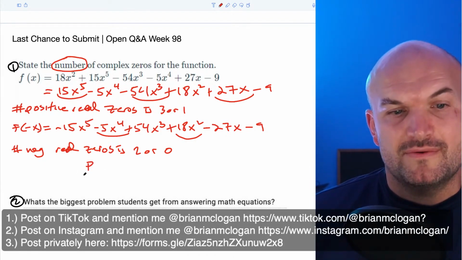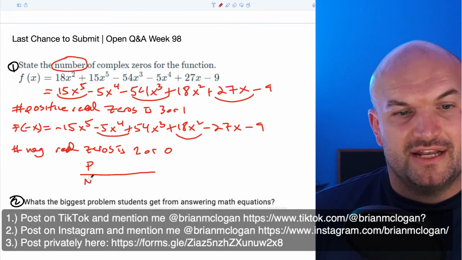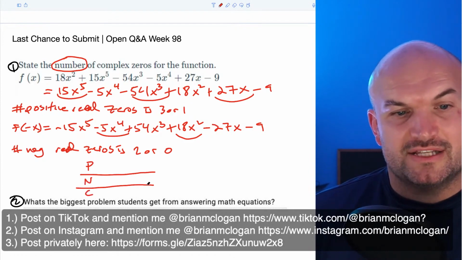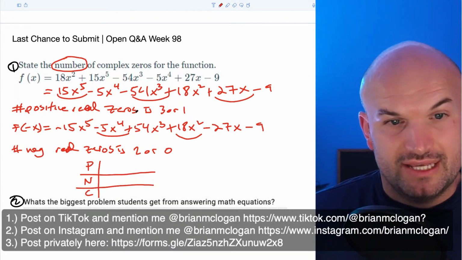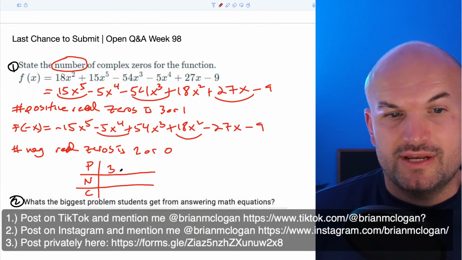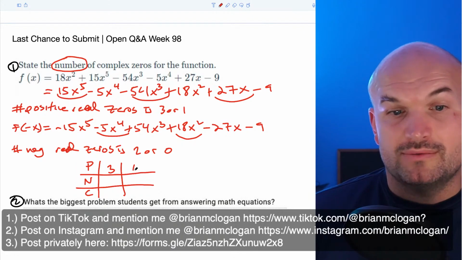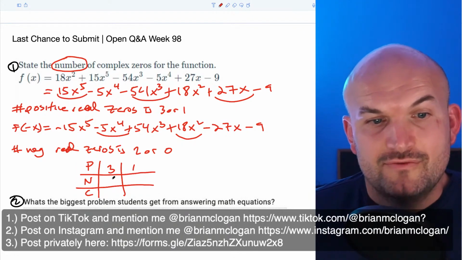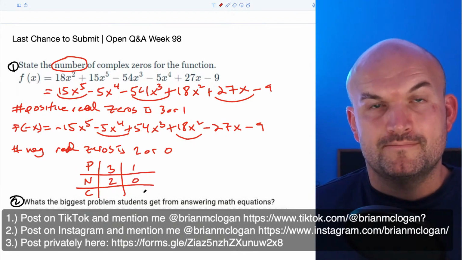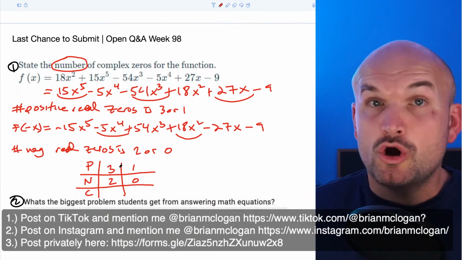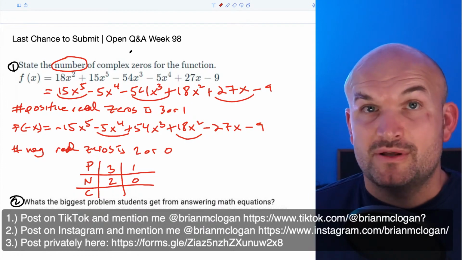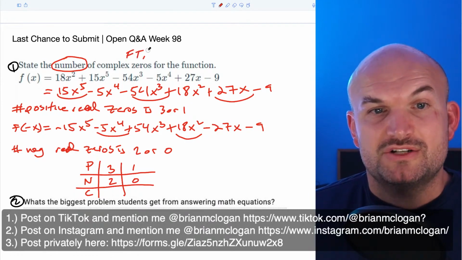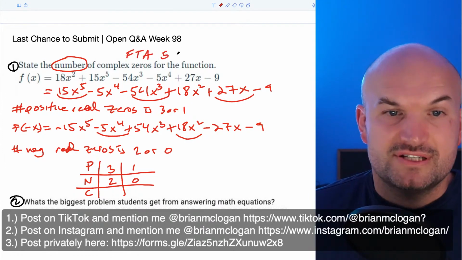So we could have positive, we could have negative, and we could have complex, and that's the answer we're looking for right down here. The number of positive is going to be 3 or 1. For the number of negative, we could have 2 or 0. Now again, remember our total number is 5. We have to have 5 zeros because that's the fundamental theorem of algebra.